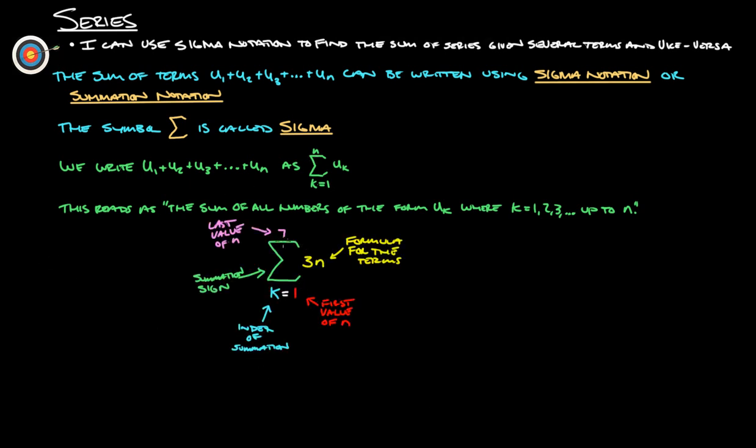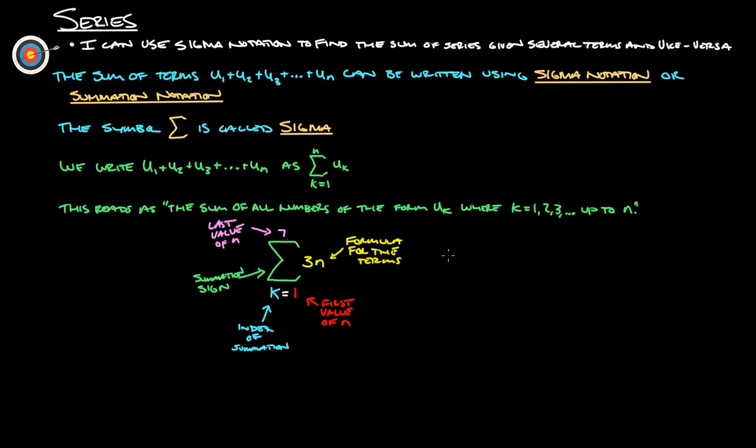All right, for example, here's our little sigma notation. The k is our index of summation, it's called, and that equals 1. So 1 is going to be the first value of n. When we go through and figure the series out, we plug in 1 for n first, and then we plug in 2, 3, 4, 5, all the way up, and our last term is going to be 7, the last value of n. So if we were going to do this here, this is going to look like this.